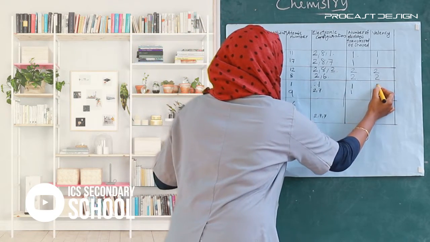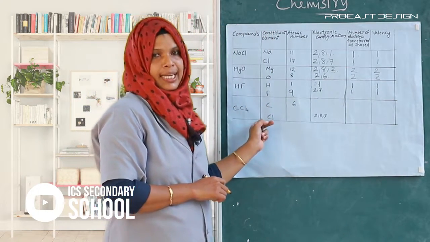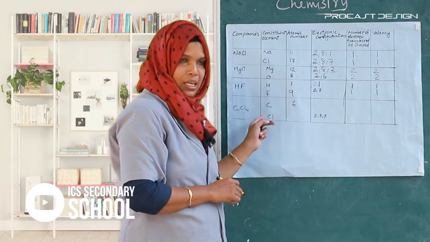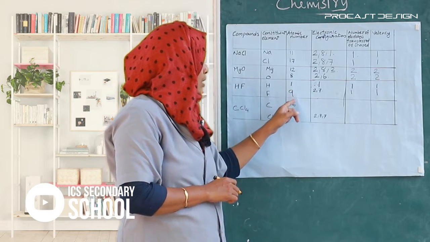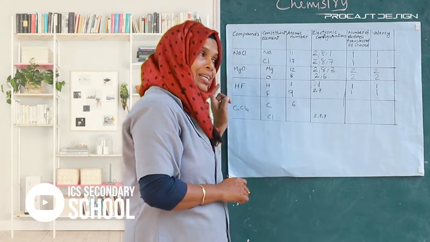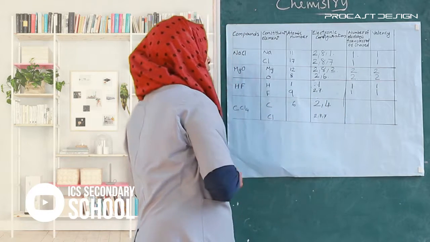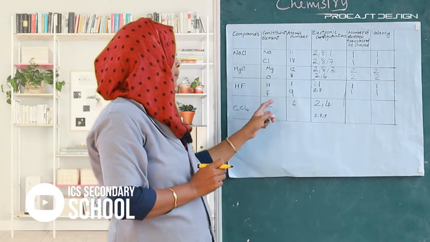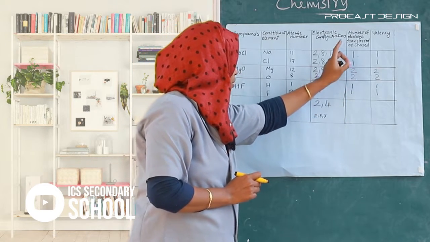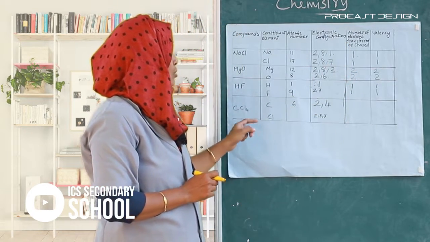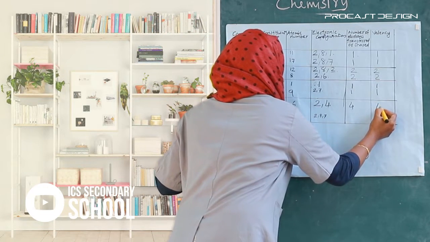So the valency is 1. Next, carbon tetrachloride. The constituent elements are carbon and chlorine. The atomic number of carbon is 6 and its electronic configuration is 2, 4. The number of electrons shared or transferred is 4 and its valency is 4.